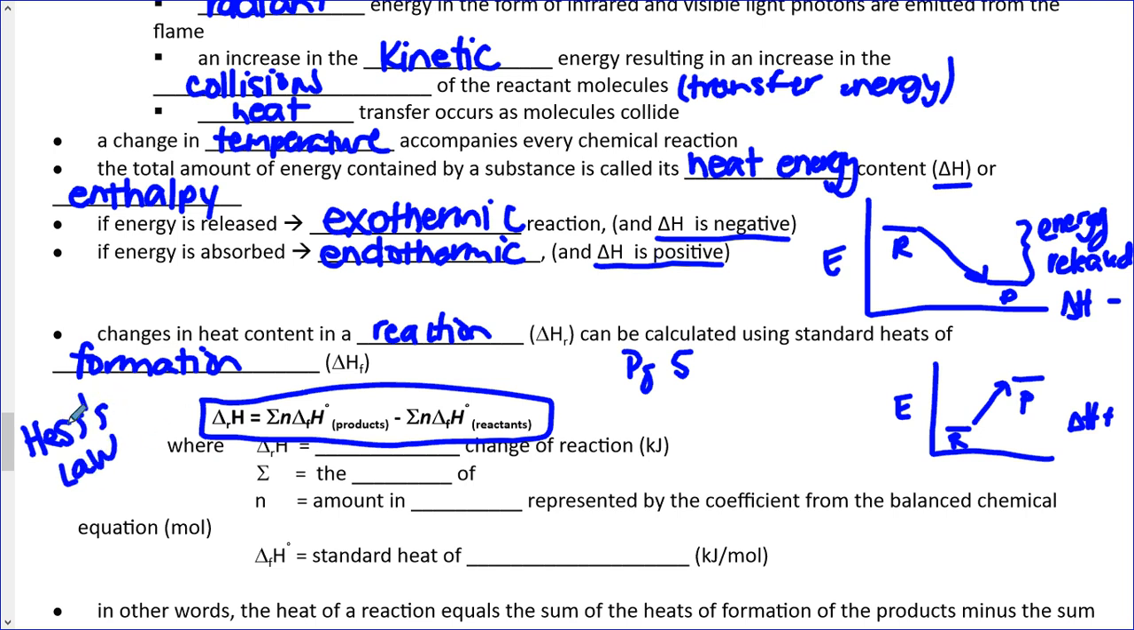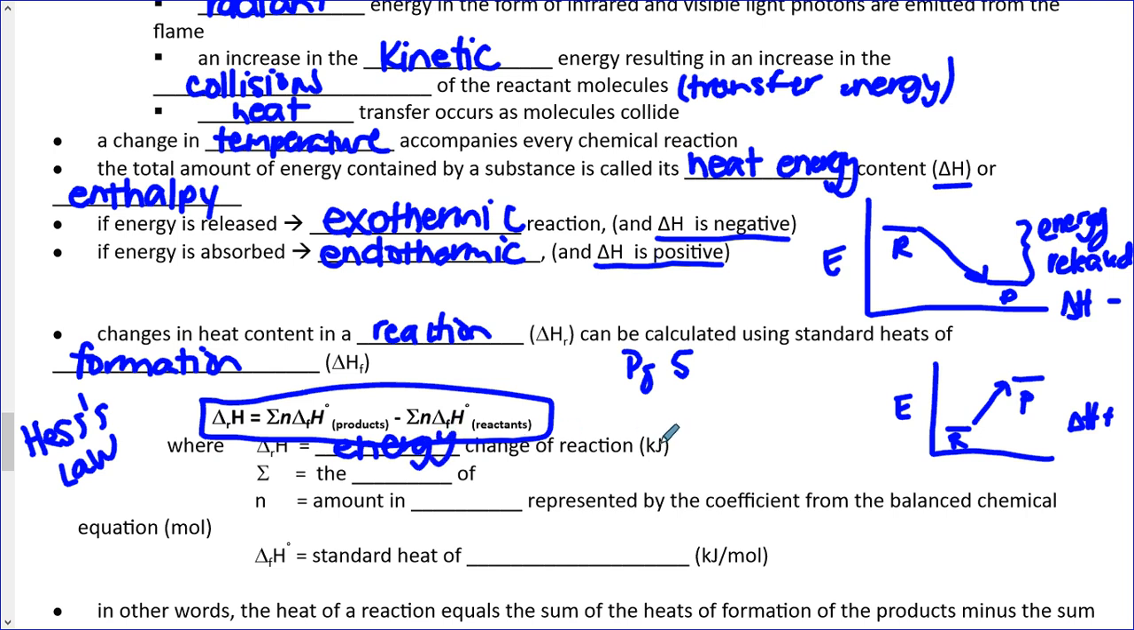Just when you're doing your Hess's law worksheet, it's using this equation. So delta H, ΔHR you can call it as well. That's the, again, delta means change in. So that's the energy change of the reaction in kilojoules.